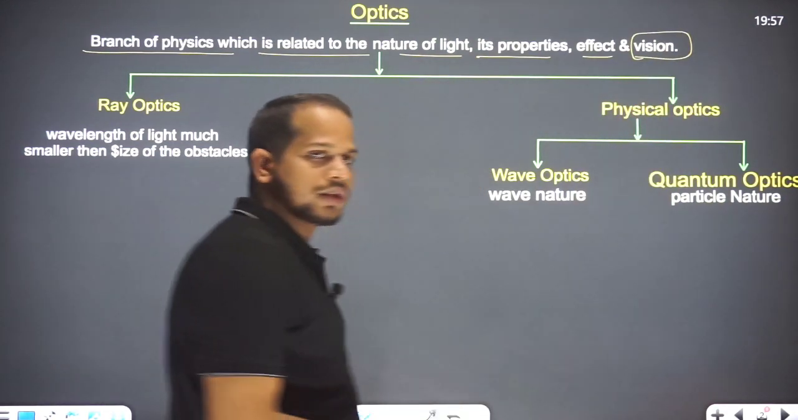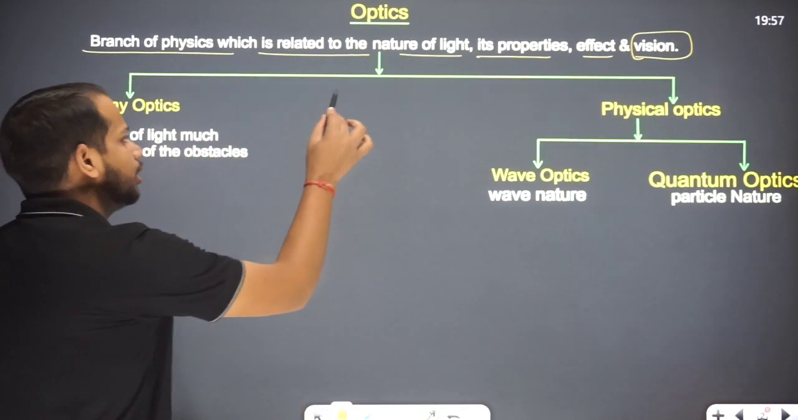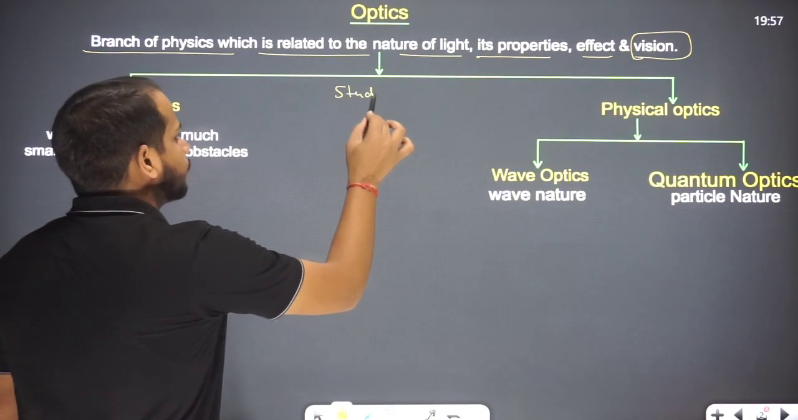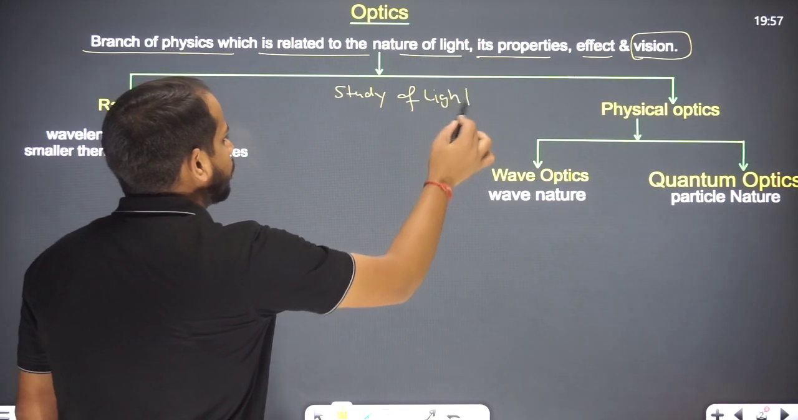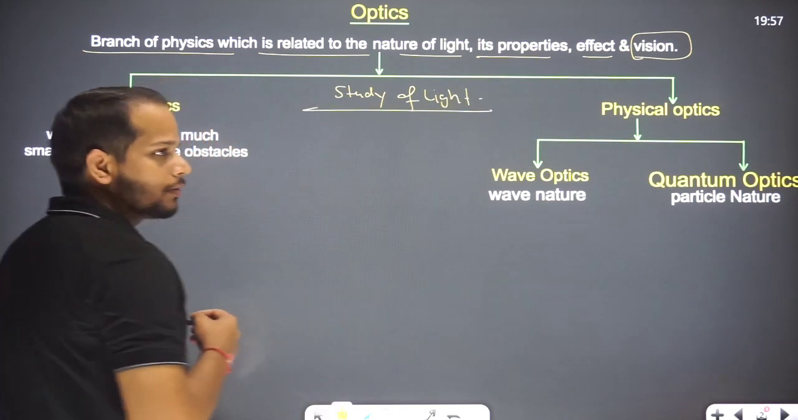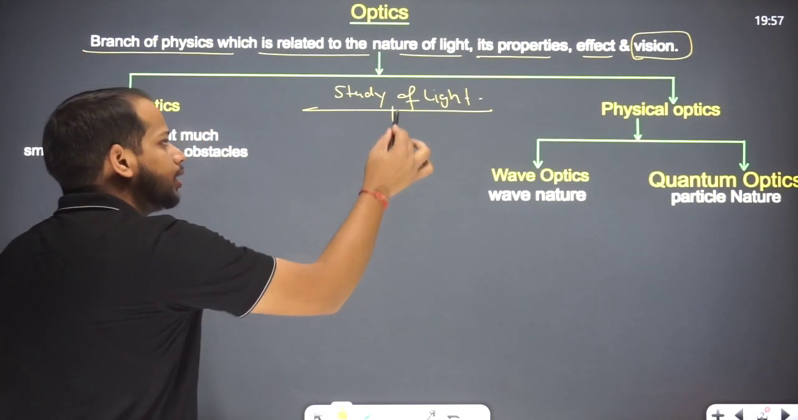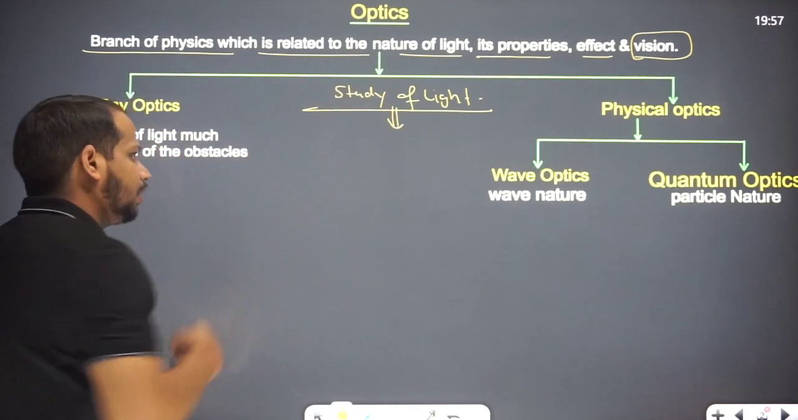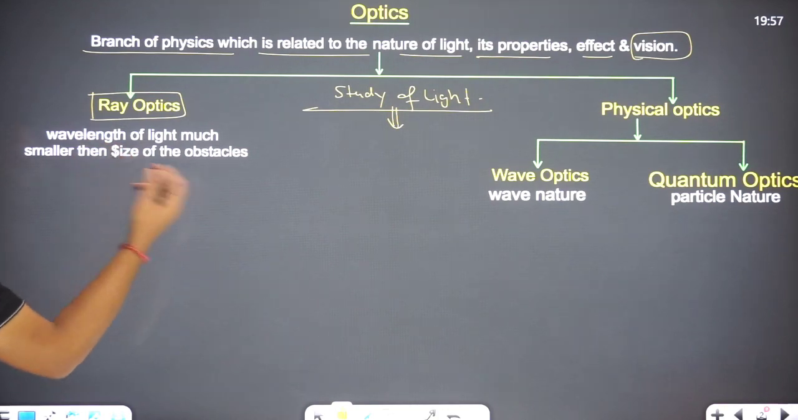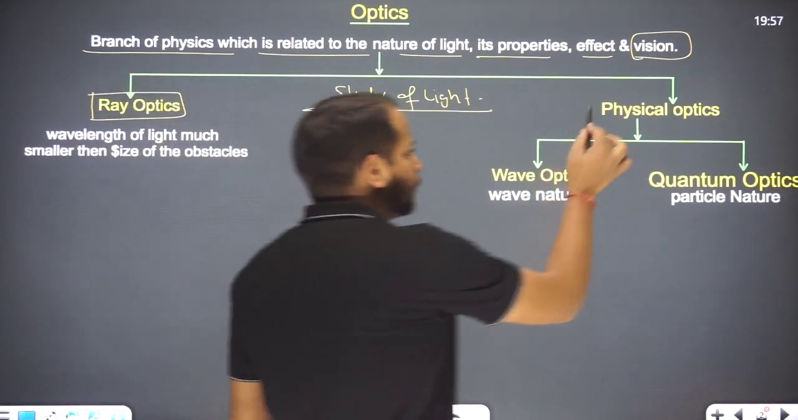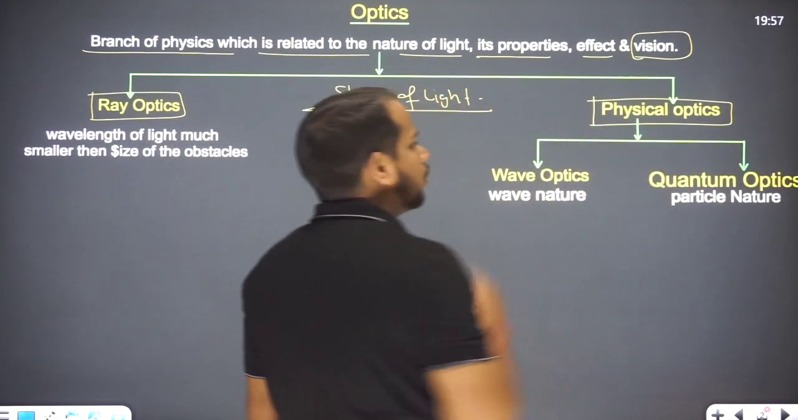Properties, effect and vision. Simply, in one line, it's a study of light. A study of light is further divided into two parts. The first one is ray optics and the next one is physical optics. Ray optics and physical optics, right?